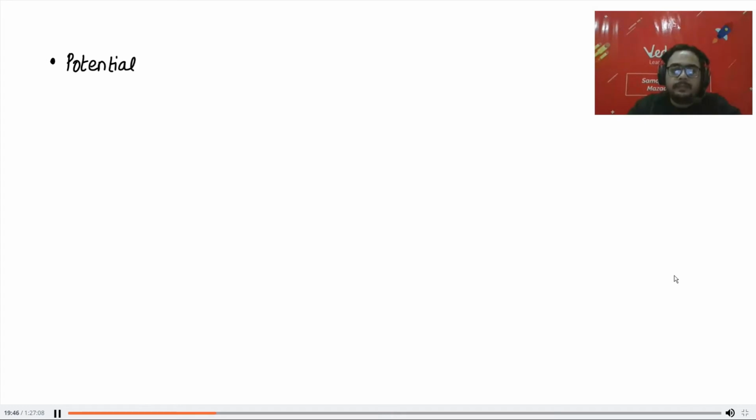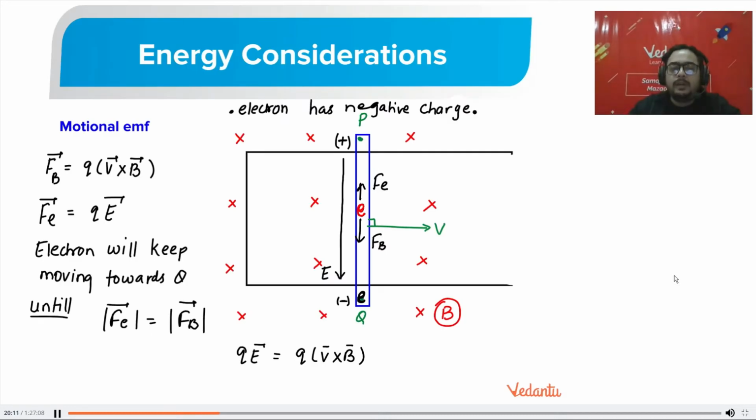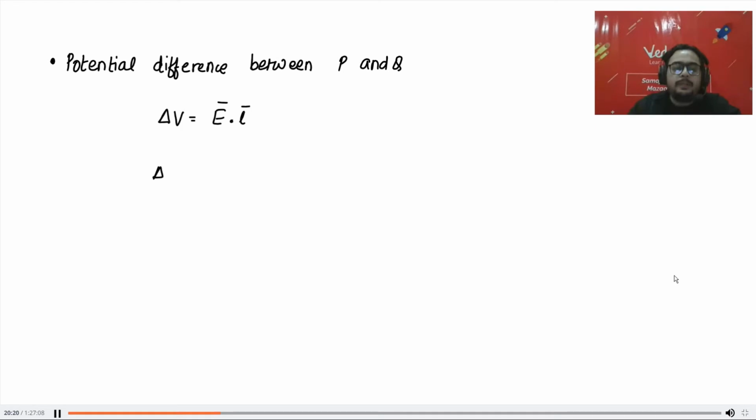Okay. So if I ask about the potential difference between P and Q, what will be the potential difference? You know, potential difference is simply electric field into distance, E dot L. Am I correct? And from the previous slide, what am I getting? Q gets cancelled out. The electric field I am getting is V cross B. So I put the value here, and the potential difference I get is basically L dot V cross B.